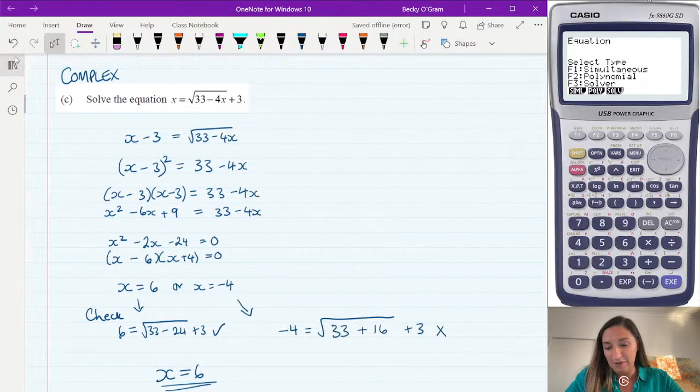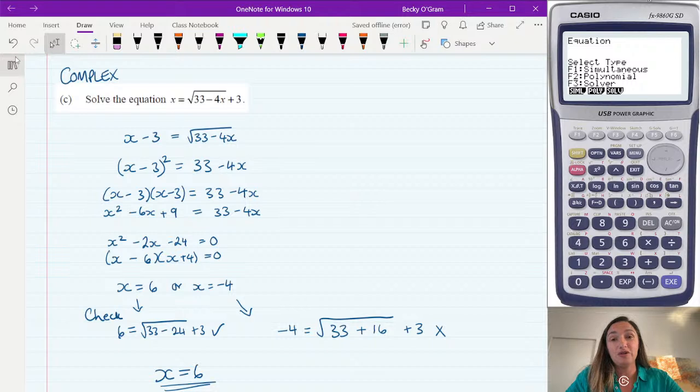It is actually pretty cool how much you can use the calculator to get by on the complex numbers paper. I always think that the achieved questions in particular, if you just know how to use your calculator well, then you can get achieved on the complex numbers paper pretty easily without too much effort.